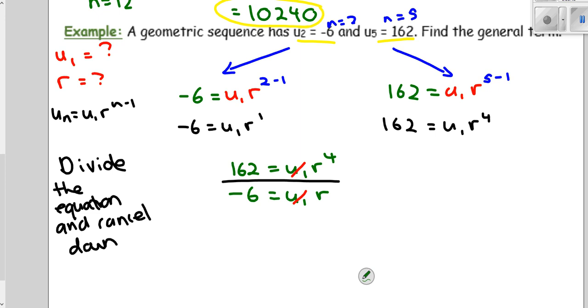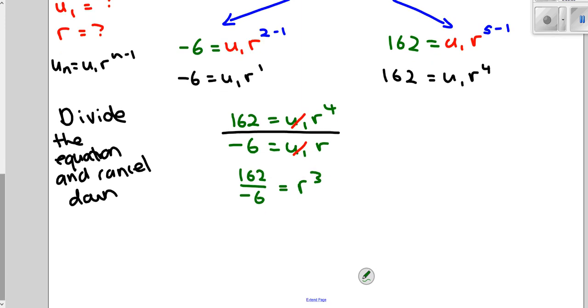Negative 27. Sounds good. So if you want a middle step, feel free to do 162 over negative 6 equals r to the 4 divided by r. Would you agree? Yeah, good. So that might be helpful to look back on and see that initial step. And as Chris has said, this turns out to be negative 27 equals r cubed.